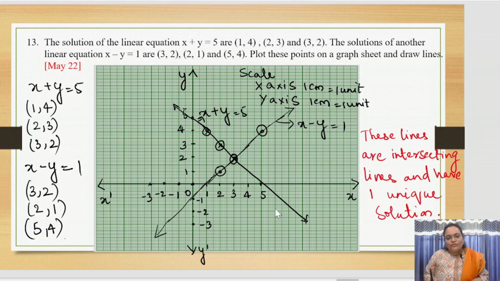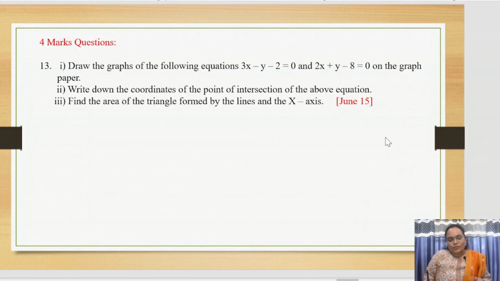From this graph, we can say that these two lines are intersecting lines and they have one unique solution. Okay, clear? Let us see the next question.